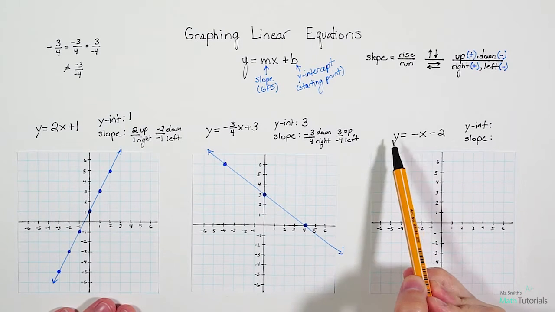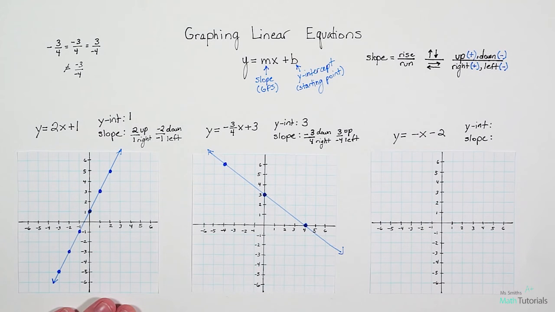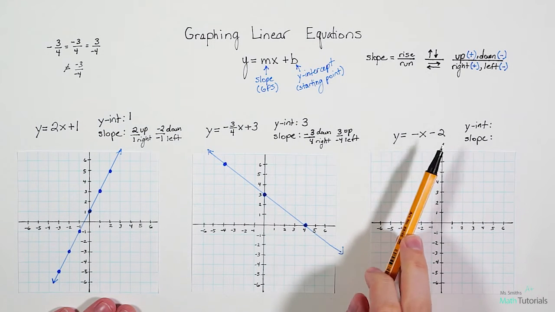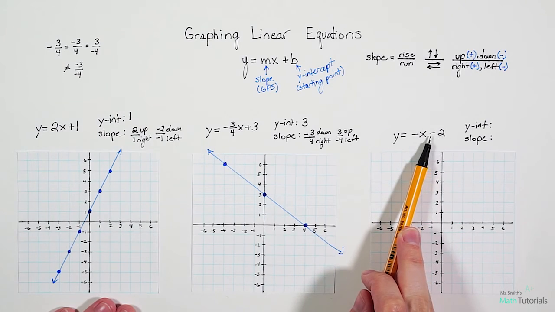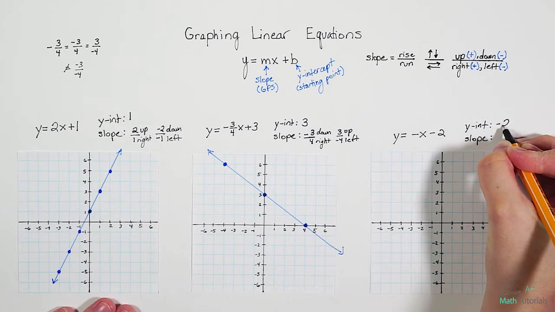For our next example, we've got y equals -x minus 2. So hopefully you're getting a little bit more comfortable with identifying the y-intercept. Remember, that's our constant. And in this case, it's a -2. We want to make sure we include that sign.